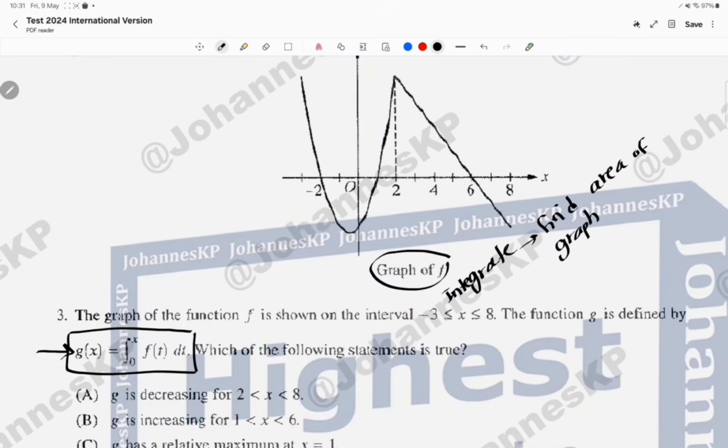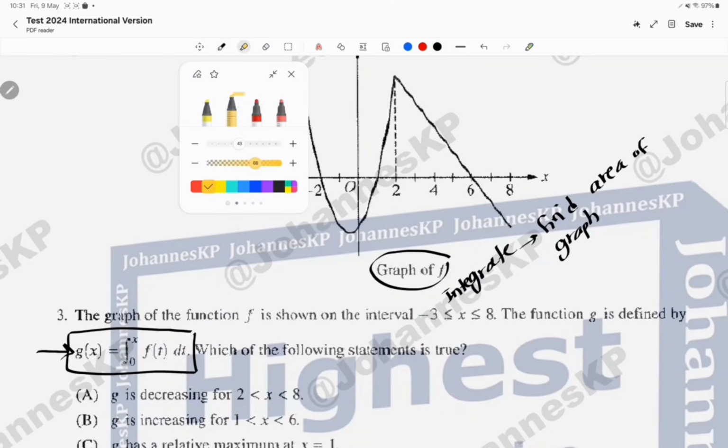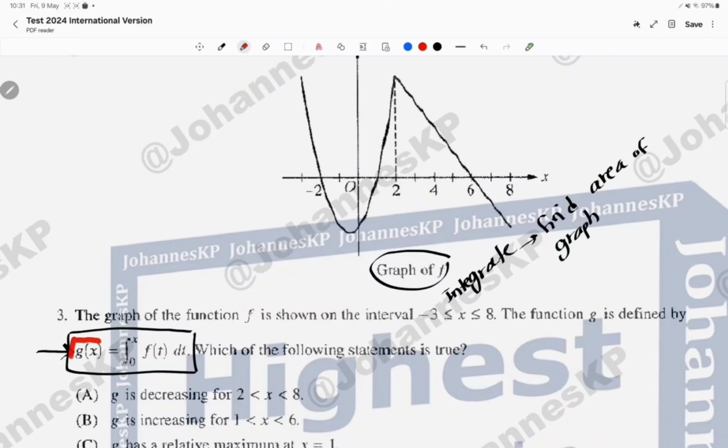So look at A. G is decreasing from 2 to 8. That's actually not true. Let me tell you why. G is the integral of f, correct? So that means it's the area of the graph. From 2 to 8, here you have all this positive area. And then you end up with some negative. But in total, the net amount is positive, because the amount positive is more. So it's actually not true.